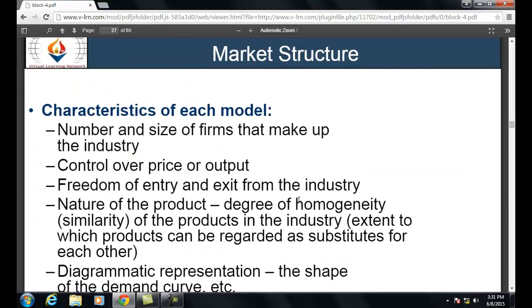Characteristics of each model: number and size of firms that make up the industry, control over price or output, freedom of entry and exit from the industry, nature of product, degree of homogeneity or similarity of the product in the industry, extent to which products can be regarded as substitutes for each other. Diagrammatic representation, the shape of the demand curve, etc.